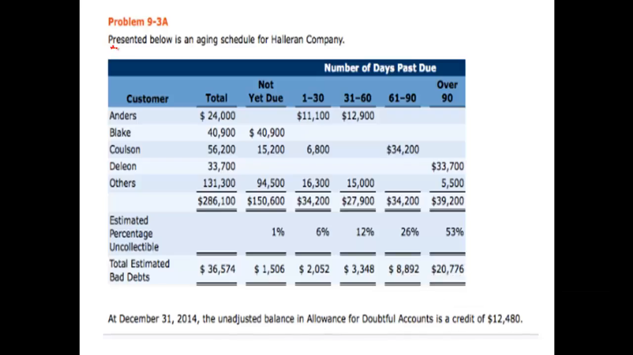In the given question, we are given the aging schedule for Heller and Company. The total estimated bad debt expense is $36,574, and we are given that the unadjusted balance in the allowance for doubtful accounts is a credit of $12,480, and we need to pass the journal entries.